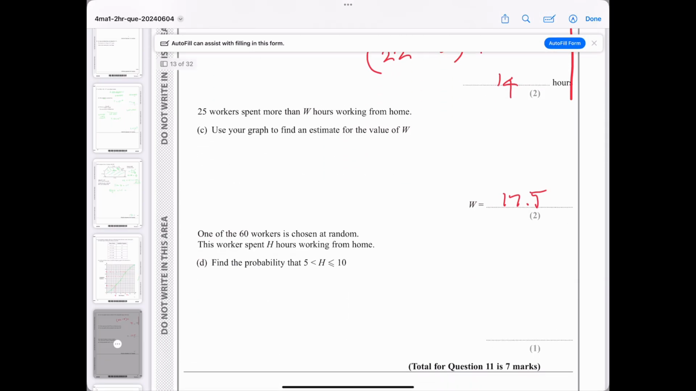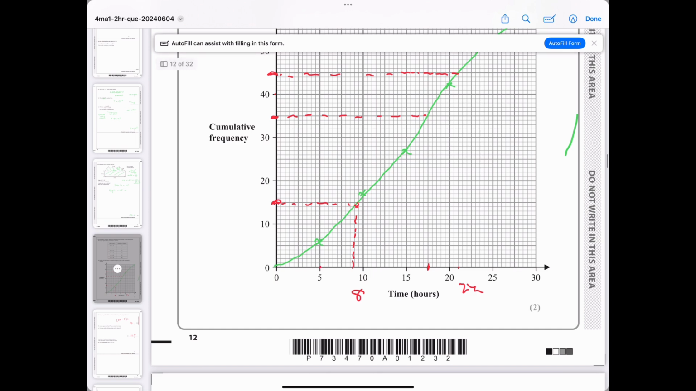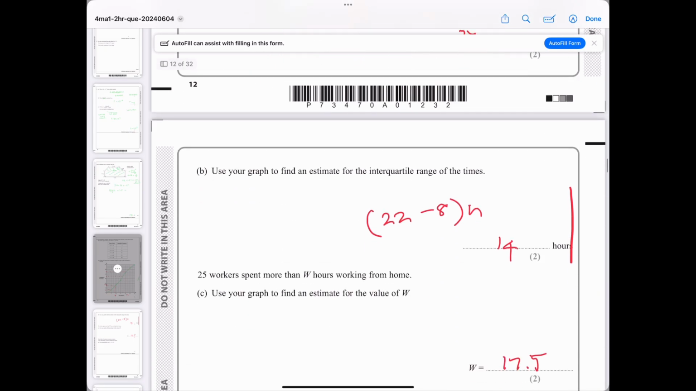One of the 60 workers is chosen at random. This worker spent H hours working from home. Find the probability that H is between 5 and 10. Okay. So this person was between there and there. So that's 6, and that is 18? So it's 12 out of 60, or 1/5.